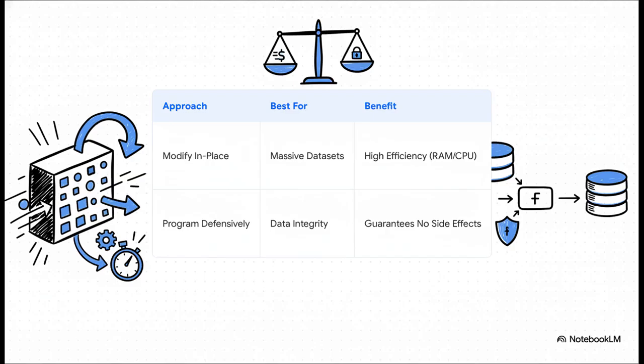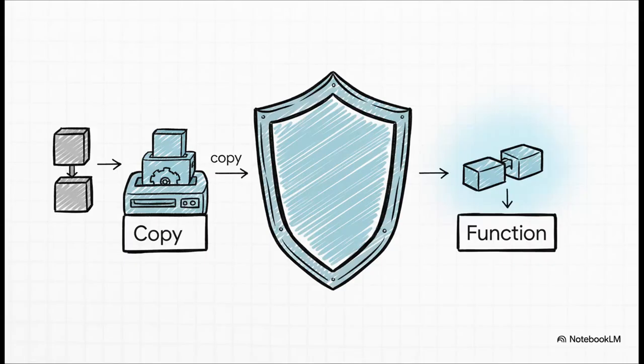But if data integrity is your absolute top priority, and you absolutely cannot risk some function accidentally changing your original data, then you've got to be a lot more careful. So how do you program defensively? Well, for starters, you could just use an immutable type, like a tuple, from the get-go. Or if you have to use a list, you can explicitly tell Python to pass a copy of it by using .copy. This gives the function its very own duplicate to mess with, leaving your original data perfectly safe and sound.